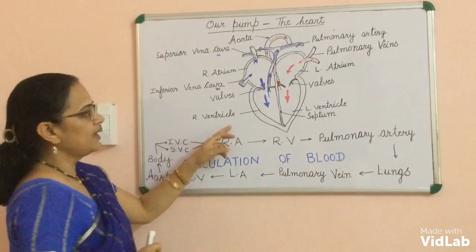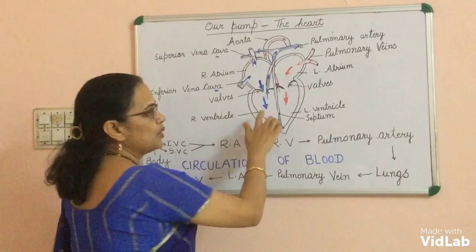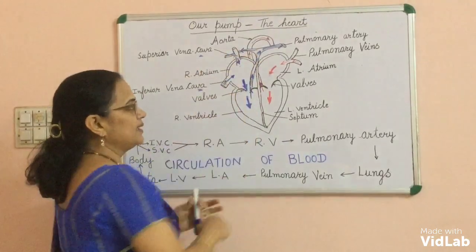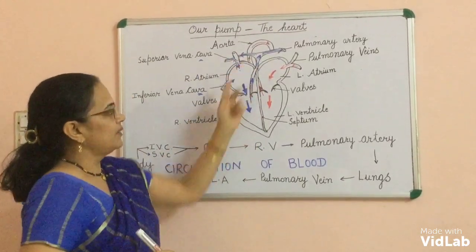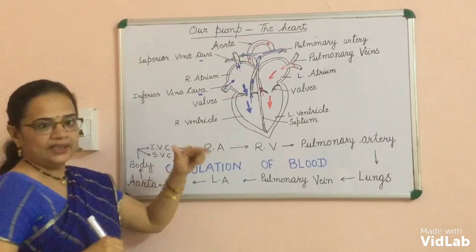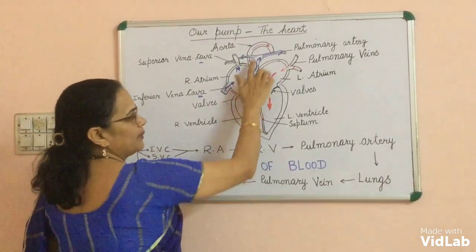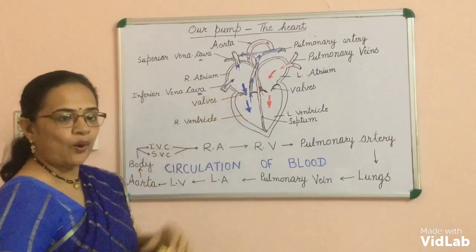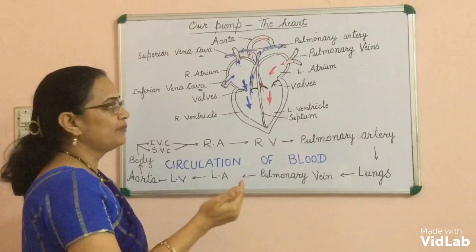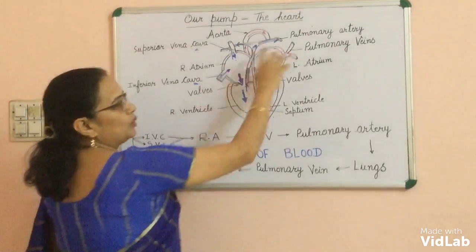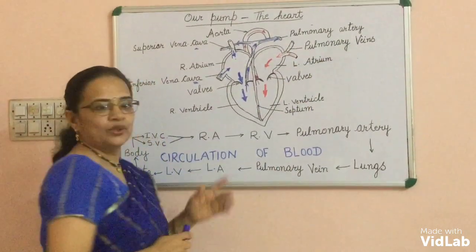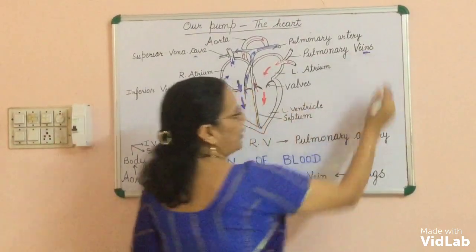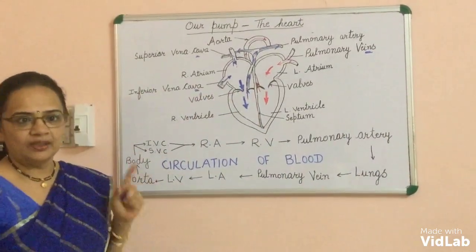From the right ventricle, the deoxygenated blood goes through pulmonary artery to the lungs, one towards the left lung and one towards the right lung. After getting oxygen, the blood becomes oxygenated and returns through pulmonary vein. Actually, the veins carry deoxygenated blood. Only this is the vein in our body which carries oxygenated blood.